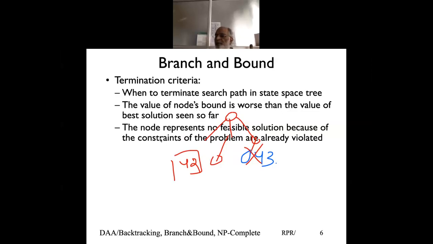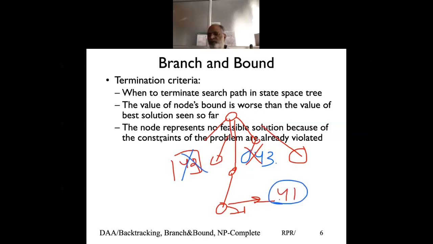Or I basically come to a place where there's no feasible solution. By system constraint, something of that kind, we define that constraint. If constraints are violated, we stop there. Or we come to a leaf node, we know we can't go further, then we stop there. And if the leaf node has a solution, let's say this node has solution 41, then we say my best value is 41.